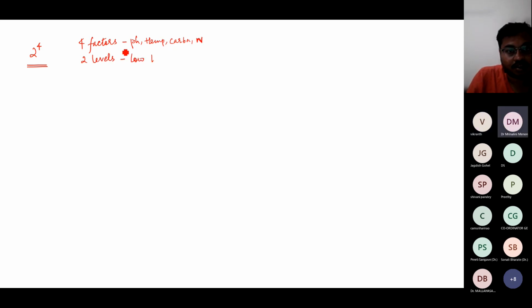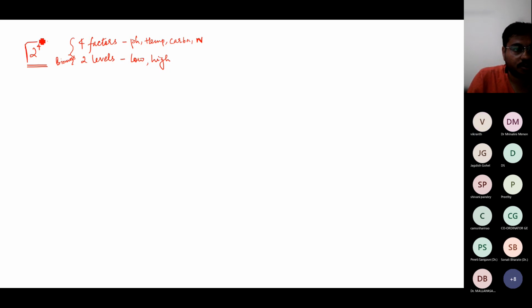Okay, I'll explain it once. This is separate, I'm just giving you another example. Let's say we have 4 factors and each factor has 2 levels. Factors can be things like pH, temperature, carbon concentration, nitrogen concentration, etc. Levels means like low, high. So if we need to run an experiment on this and see something like biomass, how it changes based on these 4 factors and these 2 levels.